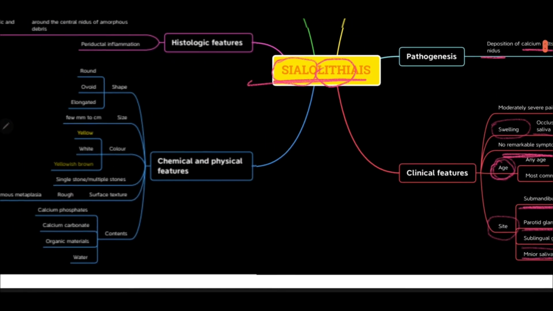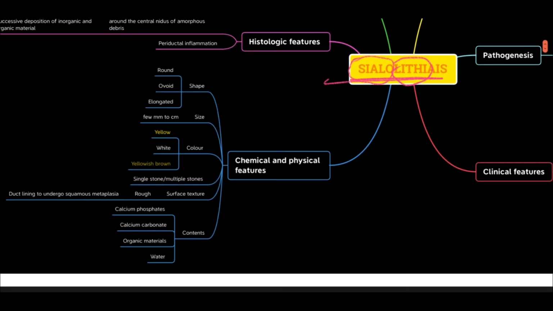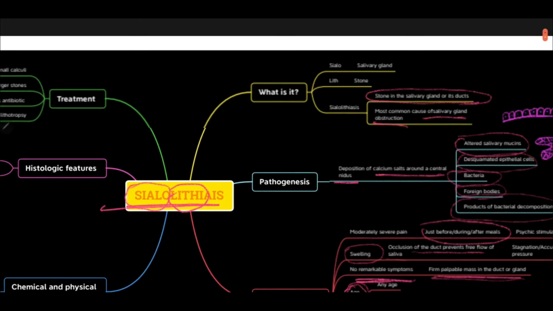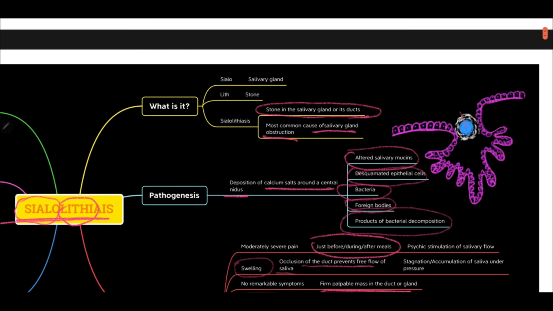So what are the chemical and physical features of this sialolithiasis? The shape of the stone could be round, ovoid, or elongated. Size, it could be a few millimeters to centimeters. Color, it could be yellow, white, or yellowish brown. Alright, so shape, size, color, these are the physical features of this stone. Then we said that the color could vary and the size could vary.